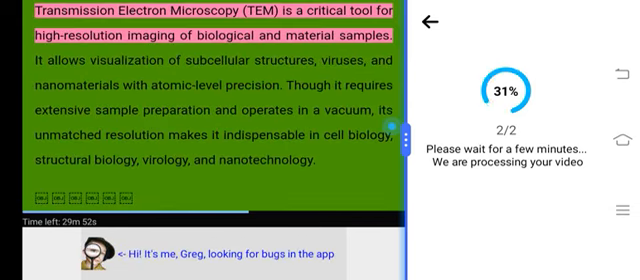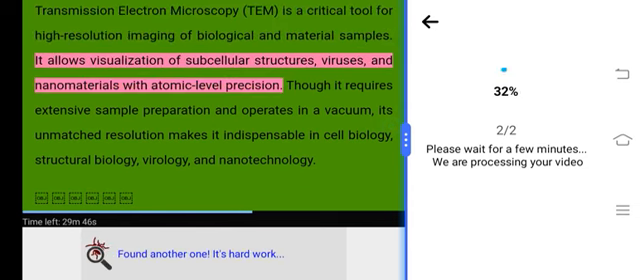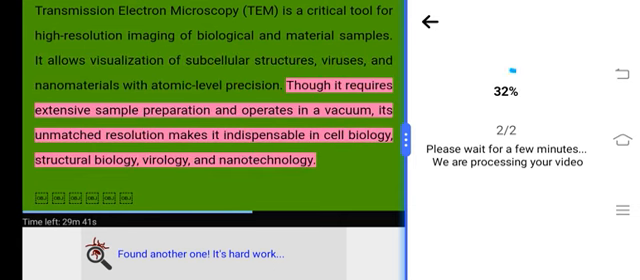10. Conclusion. Transmission electron microscopy (TEM) is a critical tool for high-resolution imaging of biological and material samples. It allows visualization of subcellular structures, viruses, and nanomaterials with atomic-level precision. Though it requires extensive sample preparation and operates in a vacuum, its unmatched resolution makes it indispensable in cell biology, structural biology, virology, and nanotechnology.